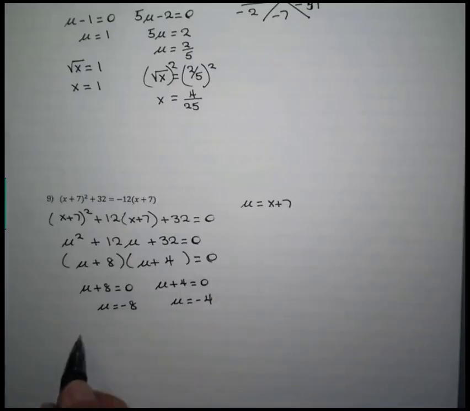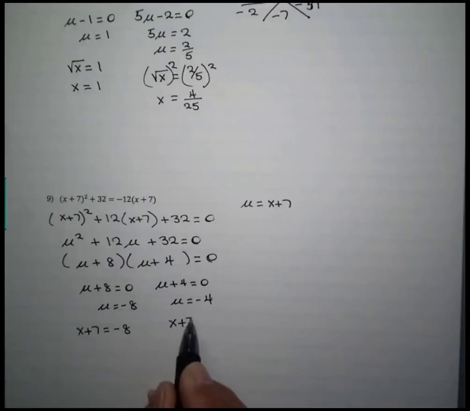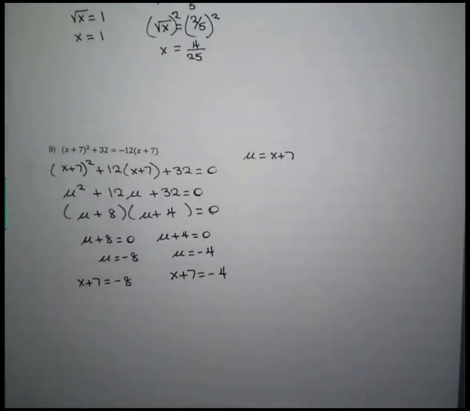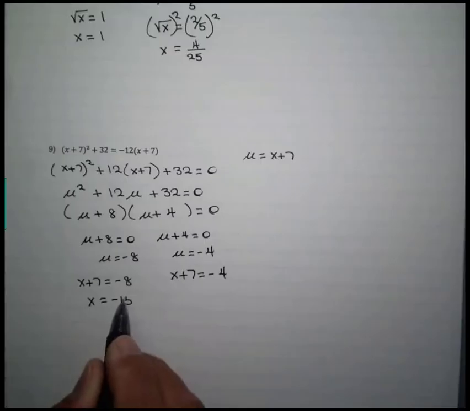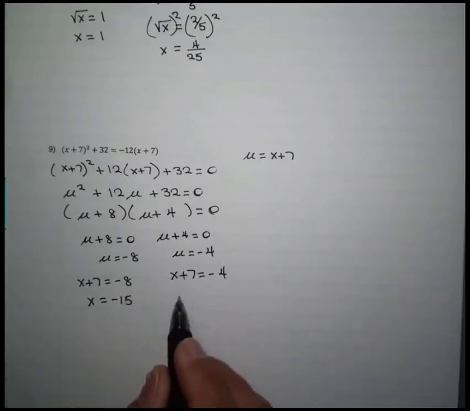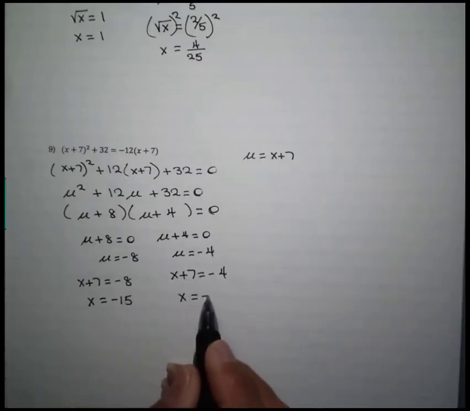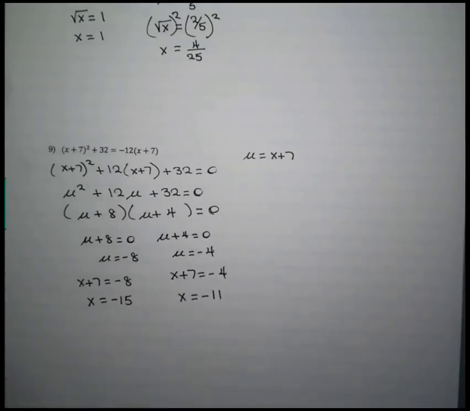So what is that saying? Well, it's saying that x plus 7 equals negative 8, and x plus 7 equals negative 4. Now that's still not hard to solve. I'm going to subtract 7 from both sides, and x is equal to a negative 15. I'm going to subtract 7 from both sides over here, and x is equal to a negative 11. So there are my two solutions.